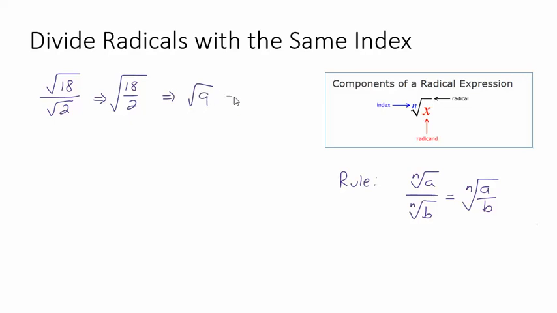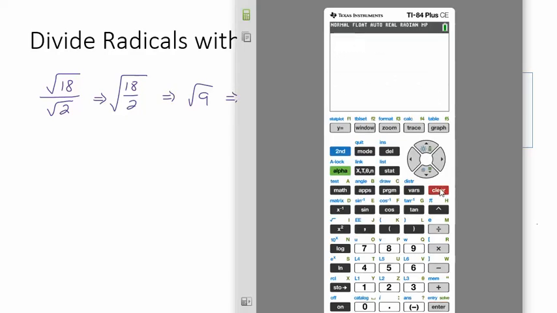18 divided by 2 is 9, so that gives me 3. Now you would never know that the square root of 18 divided by the square root of 2 is 3 by simply thinking about the square root of 18 and the square root of 2. You know, I could punch in the square root of 18, I get some crazy decimal, and I could punch in the square root of 2, I get another decimal. That's hard to see that that's 3. But it is. And you can always check your answer by literally doing this. The square root of 18 divided by the square root of 2, and it is 3.